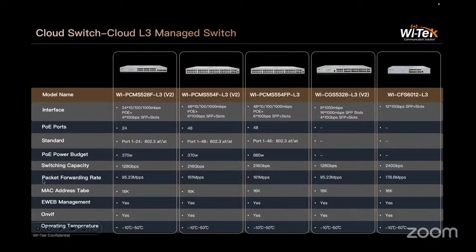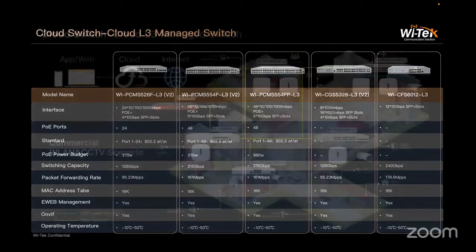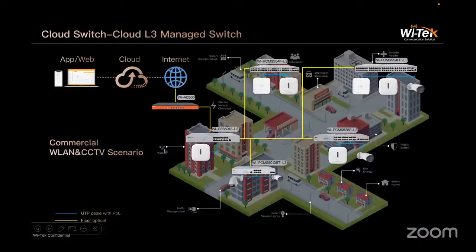So you can see layer 3 has a big packet forwarding rate, 95 to 160. So it's enough to handle a thousand small packet front cameras.